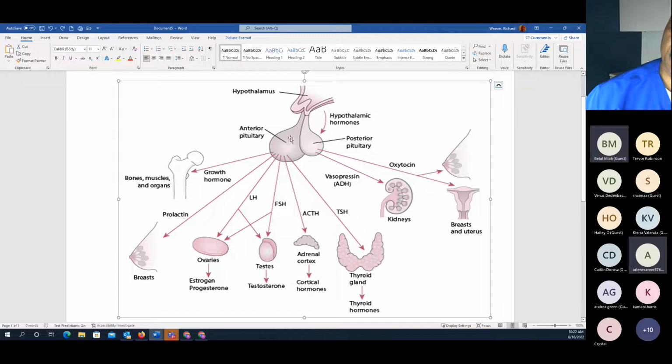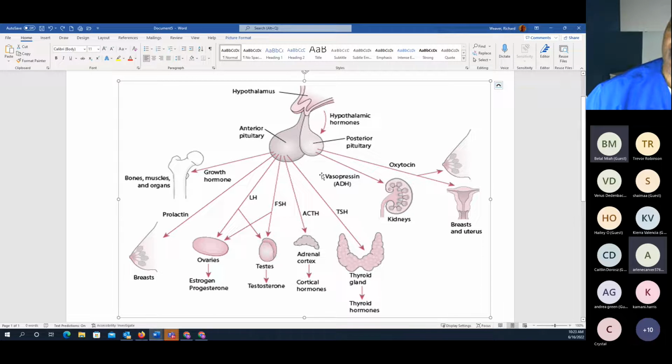So the anterior portion of the pituitary gland will secrete this thyroid stimulating hormone. And what this hormone will do is travel to the thyroid gland by way of the blood. And so the thyroid stimulating hormone will stimulate the thyroid gland, right? It will tell it, hey, you need to produce some thyroid hormone because I'm too low. And so it produces what? Thyroid hormones, right?